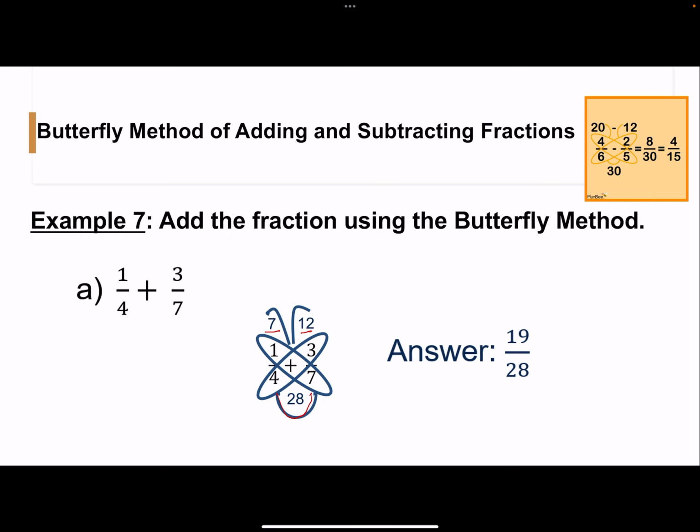So the bottom is going to be the body. That's your common denominator. That's 28. And since I'm adding, I'm going to add what's in the antennas. 7 plus 12 is 19. So my answer is 19 over 28. I make sure that is reduced. It is. 19 and 28 are relatively prime. There's no number other than 1 that I can divide both of them by. So I'm done. My answer is 19 over 28.